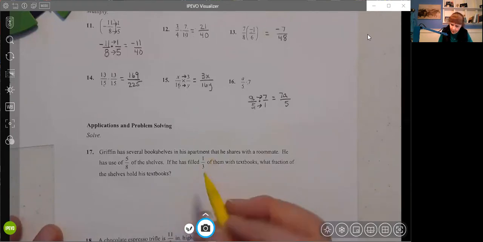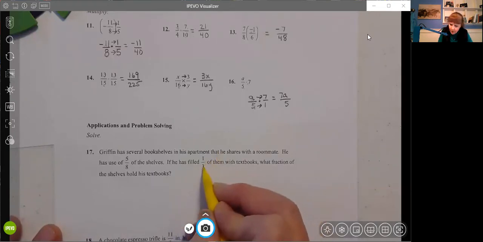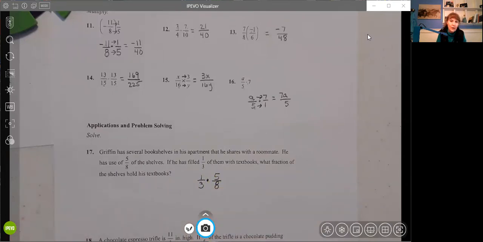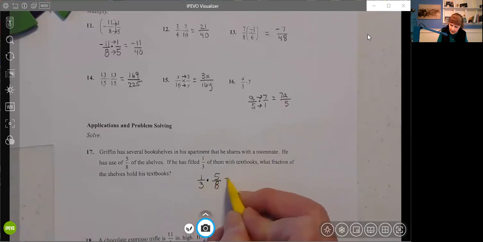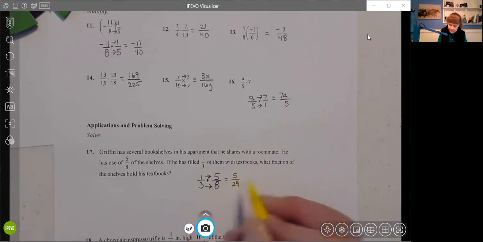Well, here we have he has filled 1/3 of the shelves. Well, that means he has filled 1/3 of 5/8, because that's the number of shelves he's got is 5/8. So he's filled 1/3 of what he's got. And so here you would multiply straight across, you get 5 over 24.